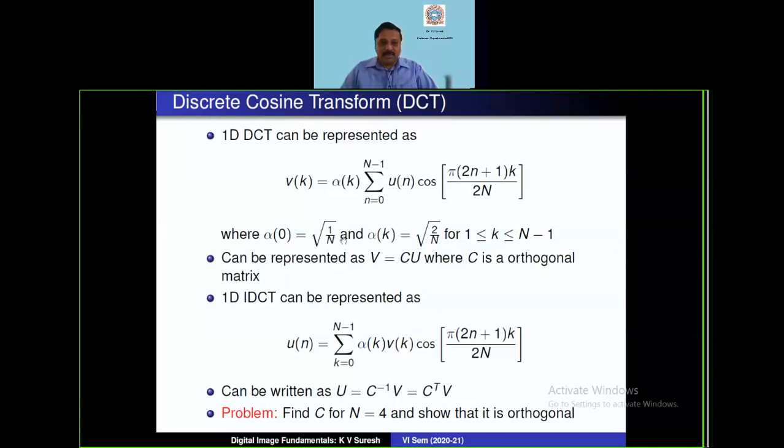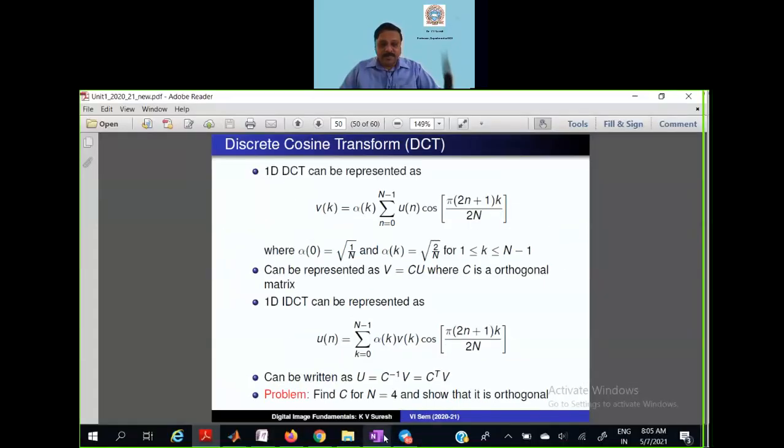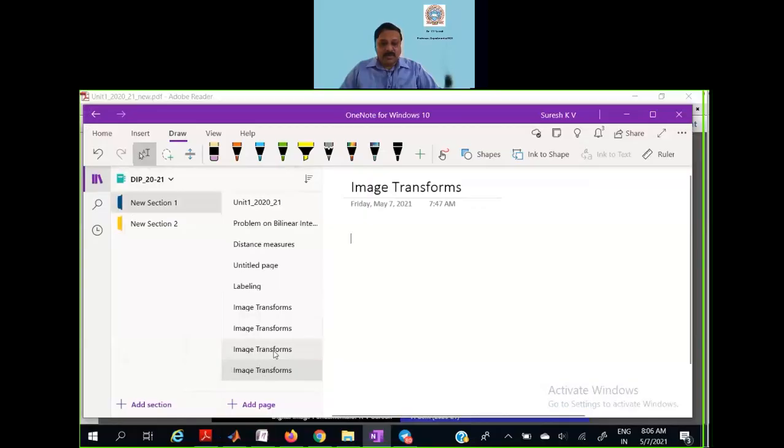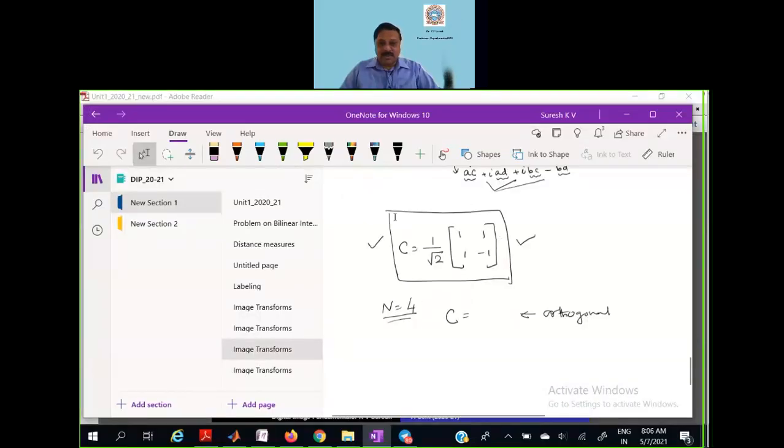So with this, I had given you a problem for N equal to 2. You were supposed to find the discrete cosine transform matrix. Has anybody solved it? I think I had also given what would be the answer. This is the answer. Did you verify this or should I do it?